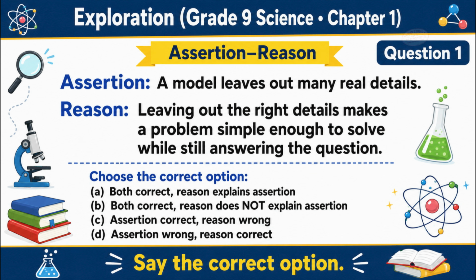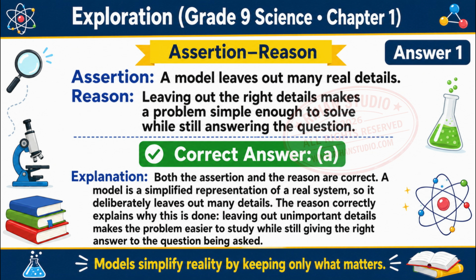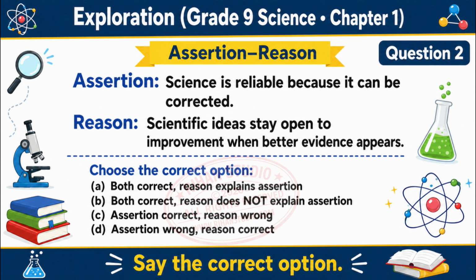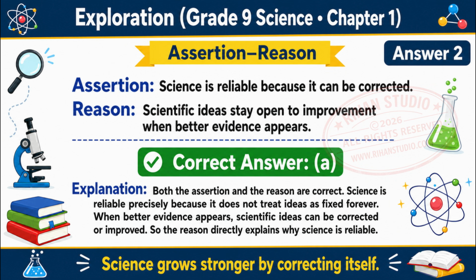1. Assertion. A model leaves out many real details. Reason. Leaving out the right details makes a problem simple enough to solve while still answering the question. Answer. A. Both correct, reason explains assertion. 2. Assertion. Science is reliable because it can be corrected. Reason. Scientific ideas stay open to improvement when better evidence appears. Answer. A. Both correct, reason explains assertion.